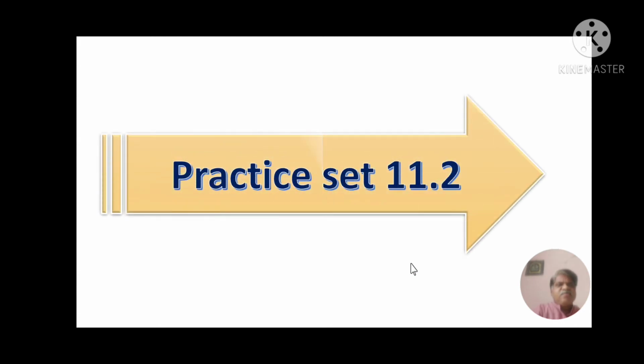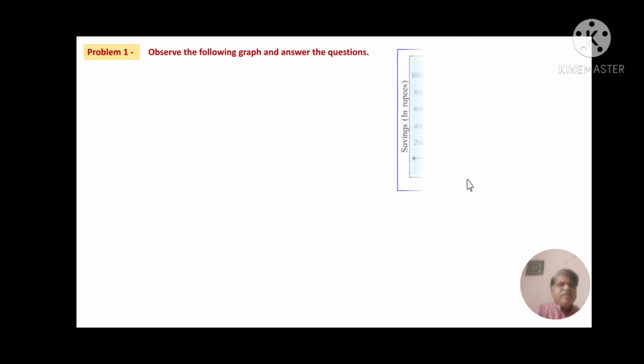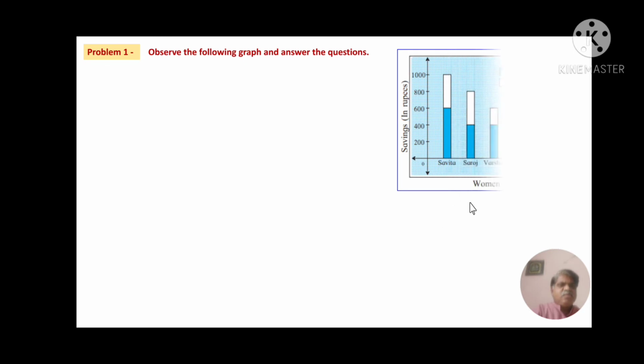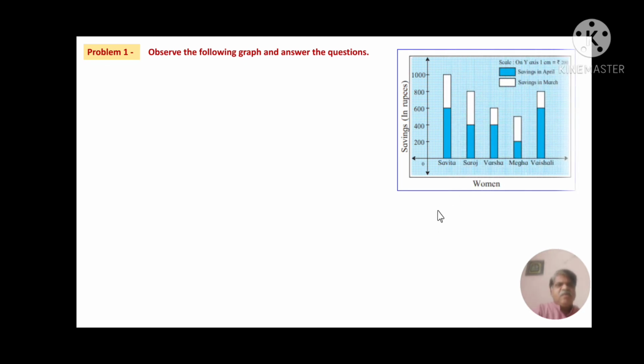Now let us see the problems from the practice set 11.2. Problem number 1. Observe the following graph and answer the questions. You can see the subdivided bar graph shown here. We have to answer the questions that are asked. On the x-axis you can see women, and on the y-axis you can see the savings that they are getting. State the type of the bar graph. You can see that this given graph is a subdivided bar graph.